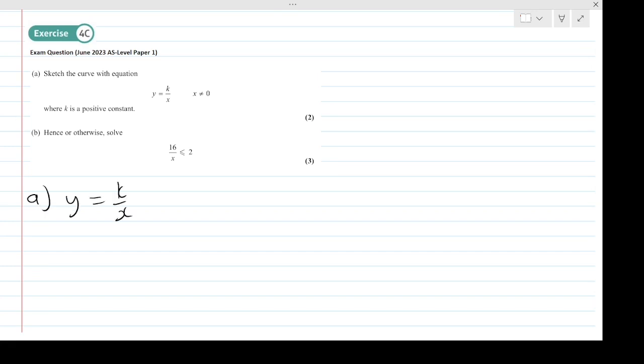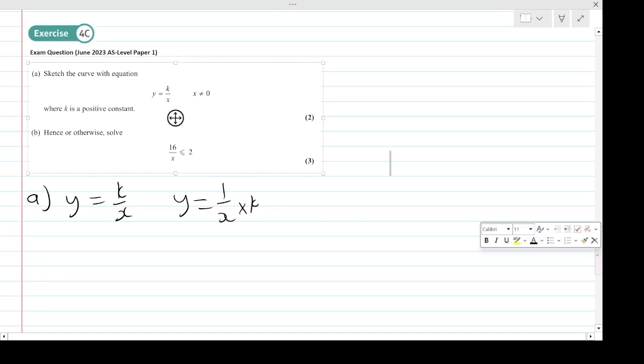Well, again, k is just a multiple. We really only care about y is 1 over x. But it says k is positive, which means we strictly have y is positive 1 over x, okay? Obviously, it's 1 over x times k, but k is positive, so this will still be a positive graph. So we're just interested in 1 over x.